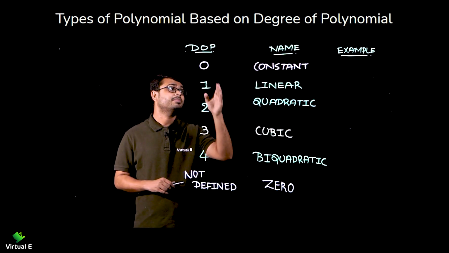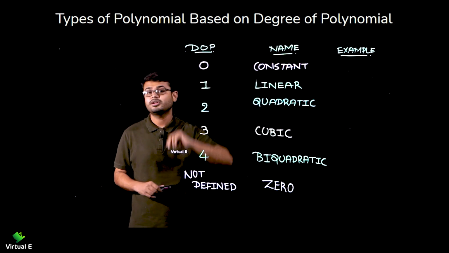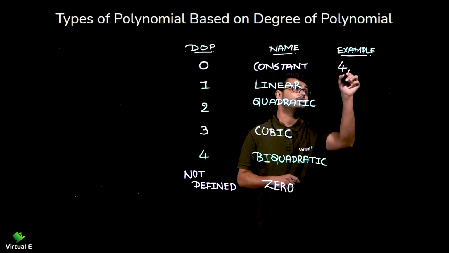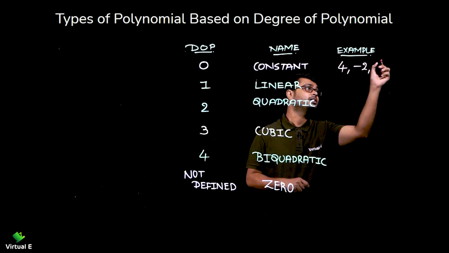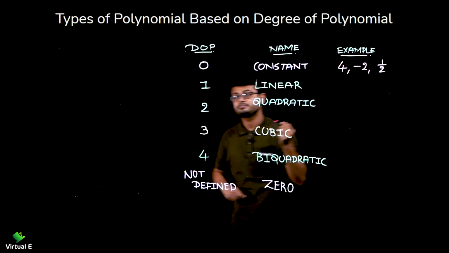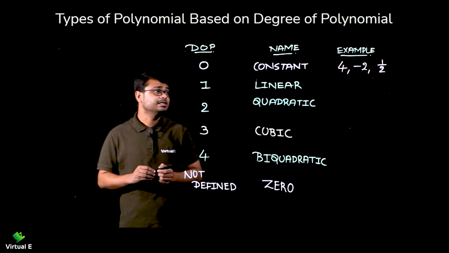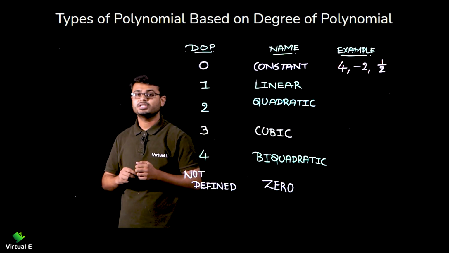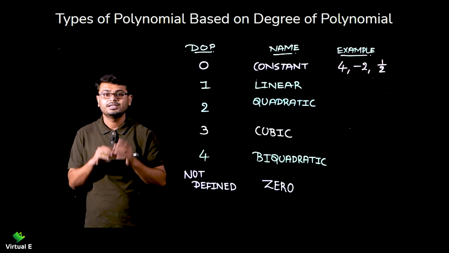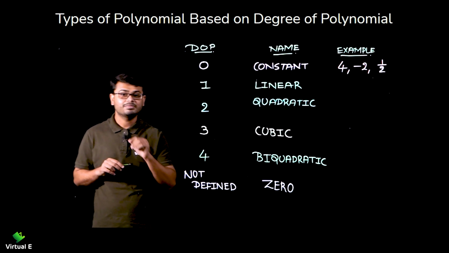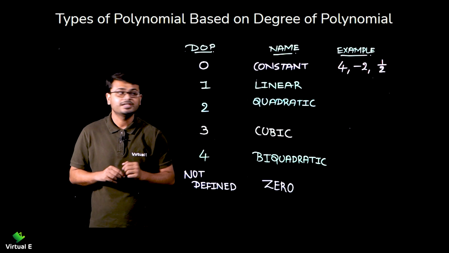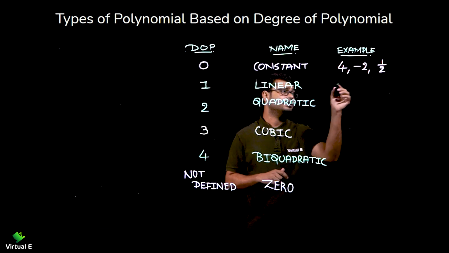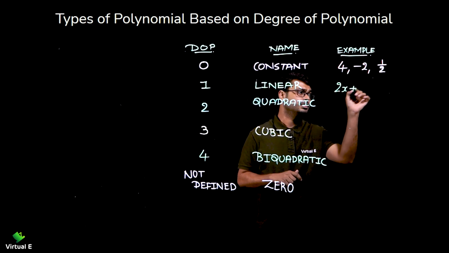So in that case, the power of x is 0. So what is the degree of polynomial? 0 it is, right? So for an example, we can just write 4, it could be minus 2, it could be 1 by 2 as well. Then next is the linear polynomial. Now, you must have learned linear equations in grade 8. Yes, it's similar to that. In that case, you have the power of the variable as only one. That is a linear polynomial. So as an example, we can write 2x plus 3.